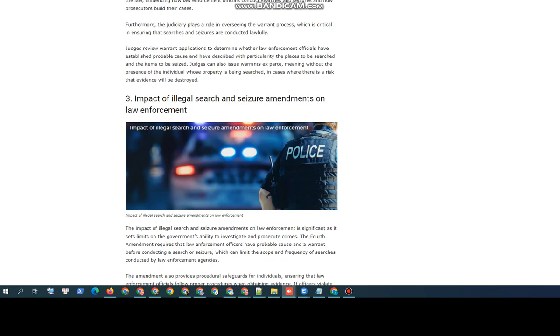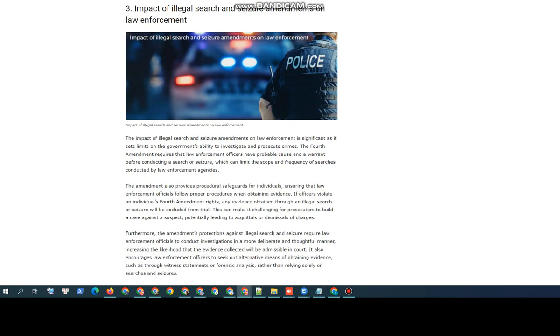The amendment also provides procedural safeguards for individuals, ensuring that law enforcement officials follow proper procedures when obtaining evidence. If officers violate an individual's Fourth Amendment rights, any evidence obtained through an illegal search or seizure will be excluded from trial. This can make it challenging for prosecutors to build a case against a suspect, potentially leading to acquittals or dismissals of charges.